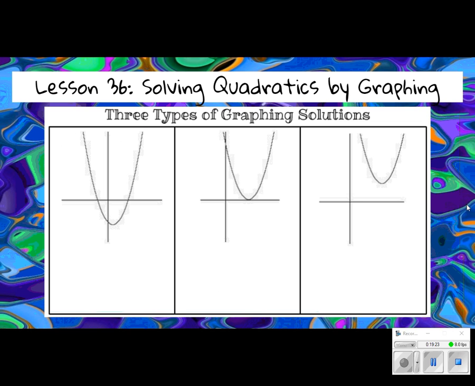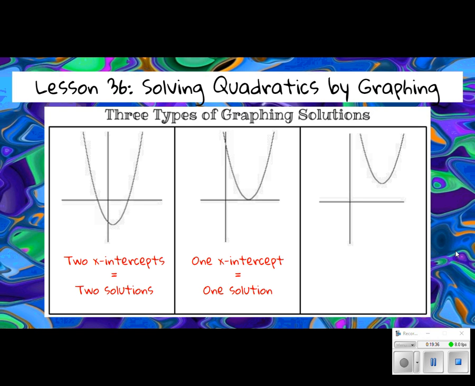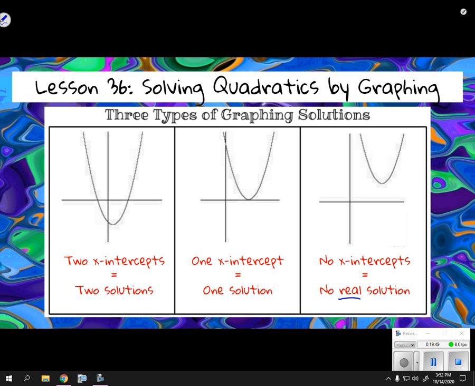On page 162, we've already looked at this type of thing, 3 types of graphing solutions. Remember that if I have 2 x-intercepts, I have 2 solutions. If I have 1 x-intercept, it's 1 solution. And then if I have no x-intercepts, it's no real solution. You need to get that word real in there. No solution isn't good enough. It's no real solution. So if you need to highlight it, underline it like 17 times, do that.